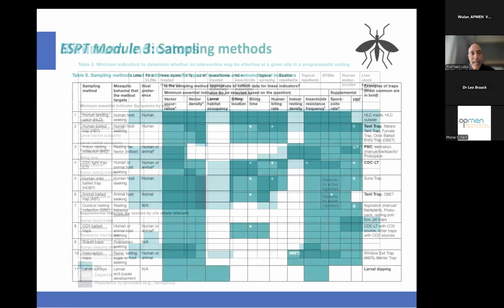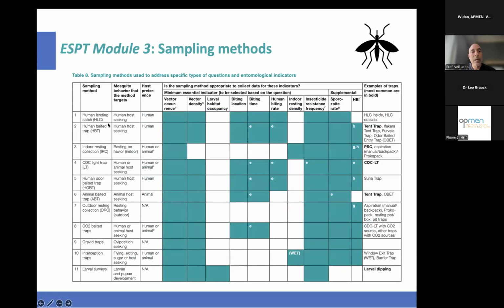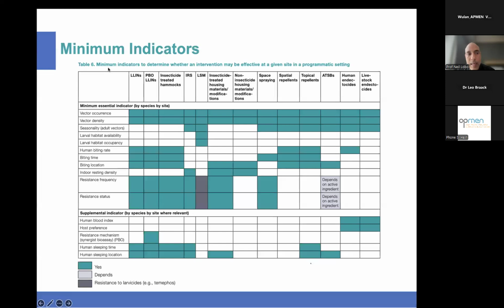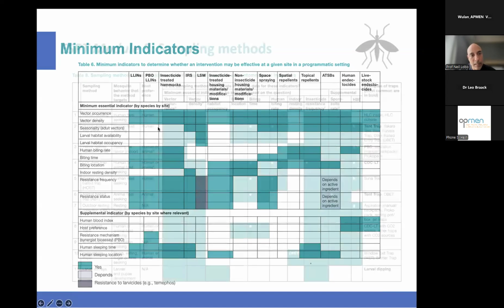If you look at table 8, we use sampling methods. Oh, just as a quick note, I'll go back a slide. Table 7, which is not over here as an example, is minimal indicators to determine if an intervention is effective. So after you implement it. So we have a table for before you implement and after you implement.